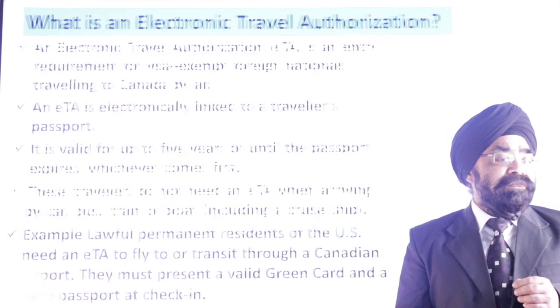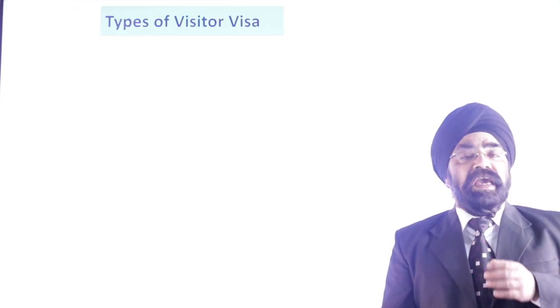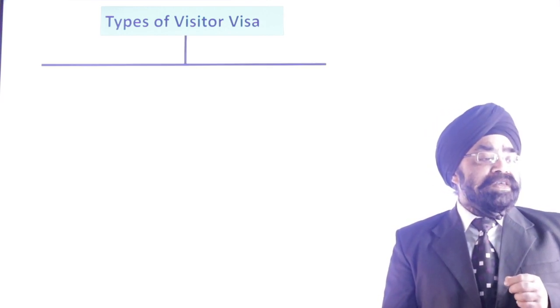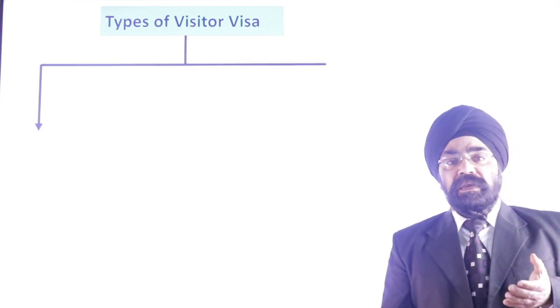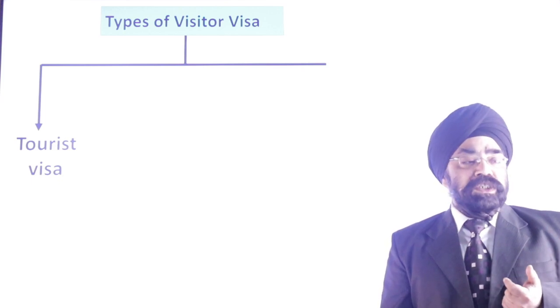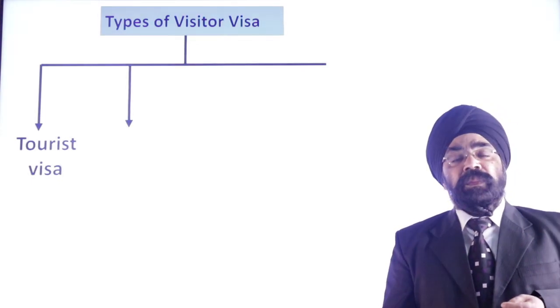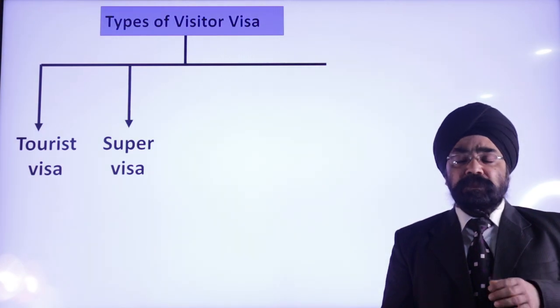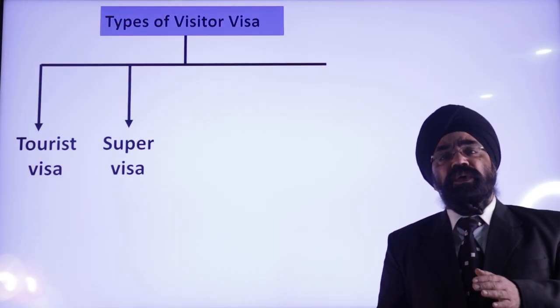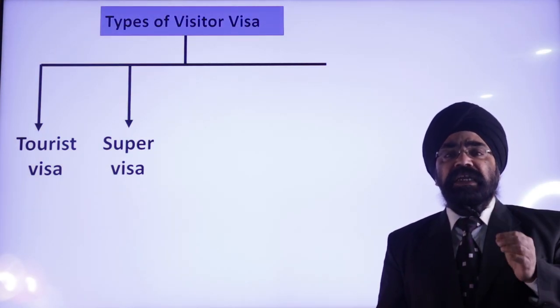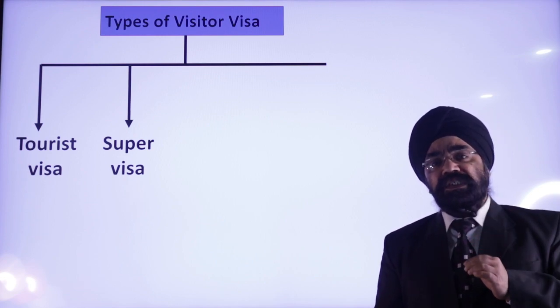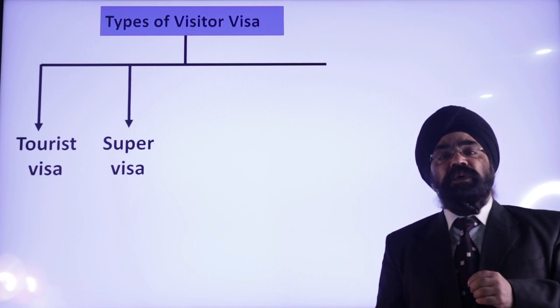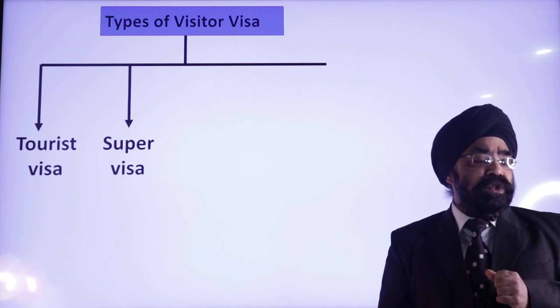Okay, so now that we have understood visitor visa and ETA, now let's look at the types of visitor visa. So basically a visitor visa could be a tourist visa, it could be a super visa. Now on super visa, I have a complete video which gives you every detail about a super visa. If you have not seen this, you can go and check this one. So it gives you complete knowledge about super visa.